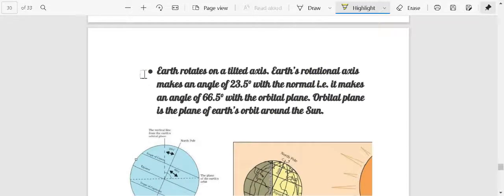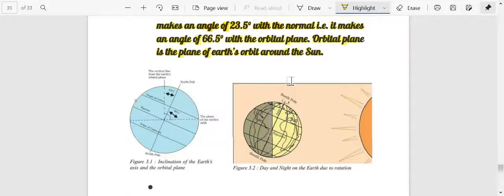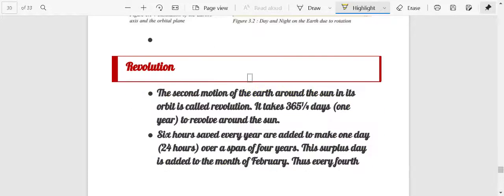So let us proceed. Earth rotates on a tilted axis. Earth's rotational axis makes an angle of 23.5 degrees with the normal, that is, it makes an angle of 66.5 degrees with the orbital plane. And the orbital plane is the plane of Earth's orbit around the sun.